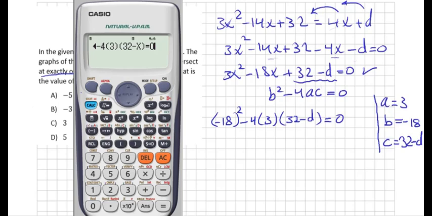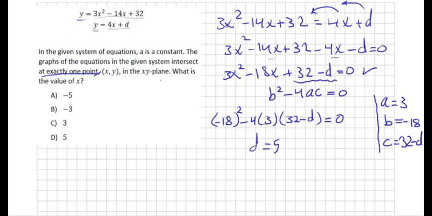Then we press shift calc equals, and get the value of x is 5, but this is not the value of x, this is the value of d. So now we discovered that d is equal to 5. Once we get d equals 5, we can get the value of x. So here, how to get x? Of course, we can easily apply any of the equations and substitute. And you can also use this equation right here to get the value of x, because the question doesn't ask for the value of y.